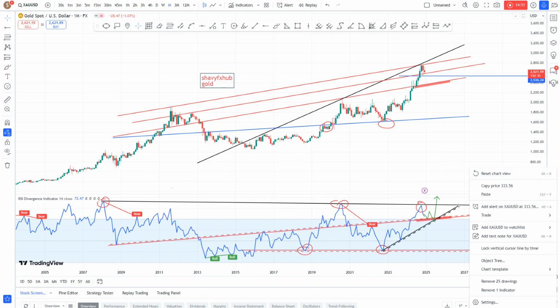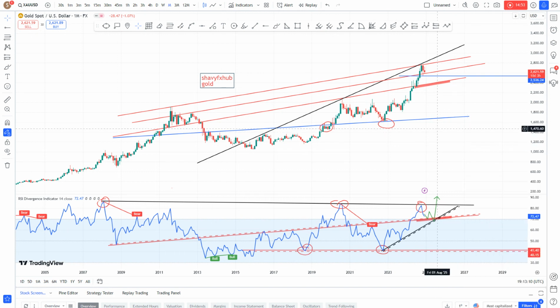So at that level, these are monthly candles. So we need to be very careful with all our analysis. Now look at our roof. This is our roof. We have our roof broken.